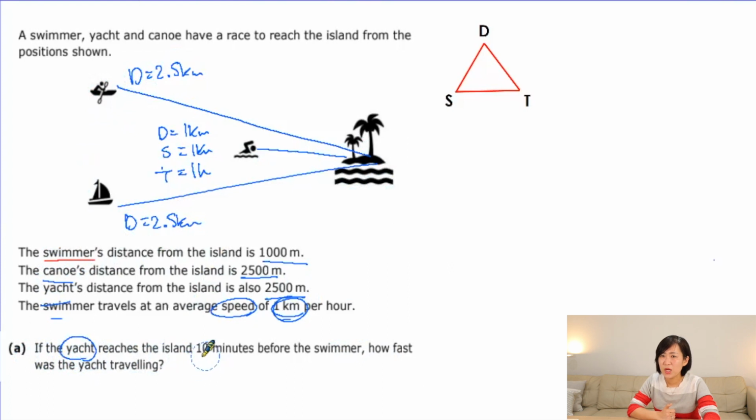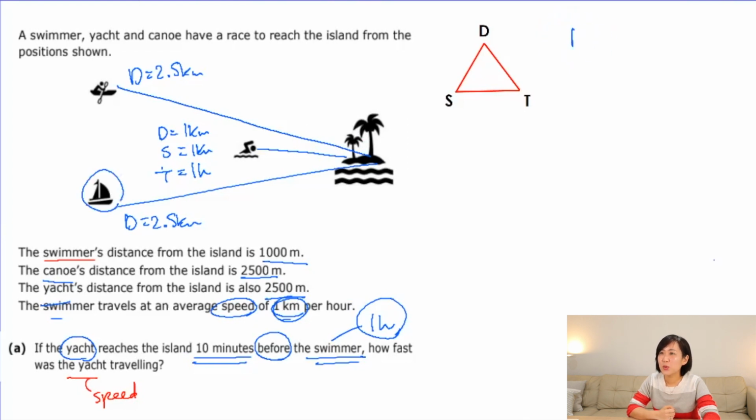If the yacht reached the island 10 minutes before the swimmer, we know the swimmer took 1 hour to reach the island, right? But the yacht actually took 10 minutes less. Then how fast was the yacht traveling? That means how fast is the speed, right? Our final goal is finding the speed of the yacht.